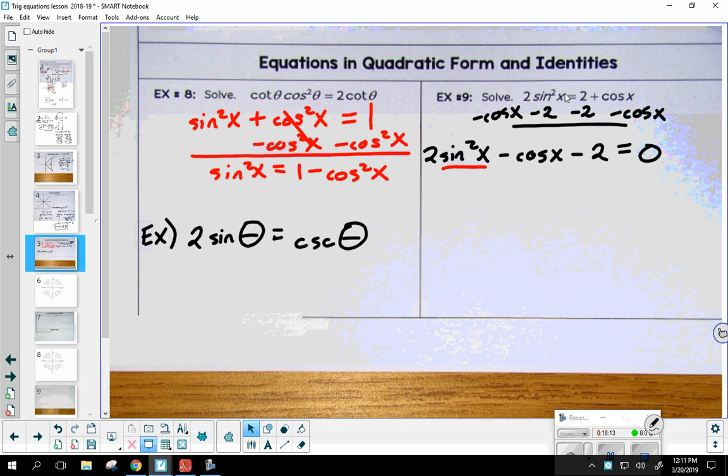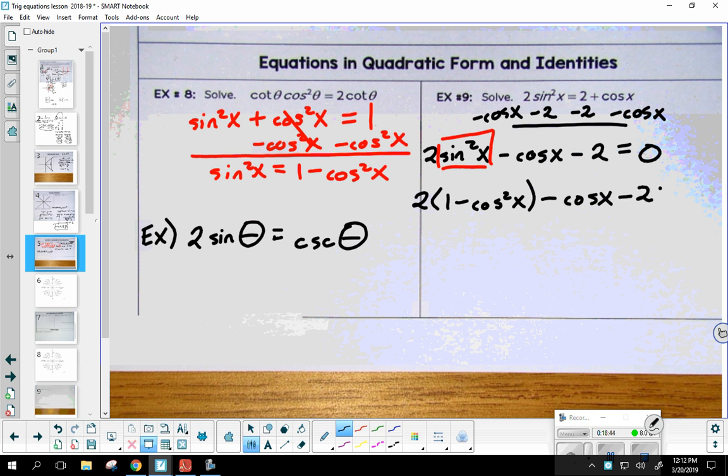Well, you see how sine squared equals this? You remember when we were looking at the identities? It's been a while, but the same idea applies. If you have a trig quadratic like this and they're different functions, use an identity. Okay, so I'm going to take this sine squared right here and I'm going to replace it with the 1 minus cosine squared. So I've got 2 times 1 minus cosine squared. And then I've still got the minus cosine of x minus 2 equals 0.